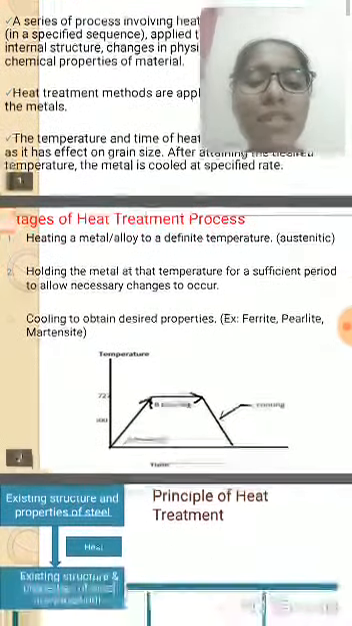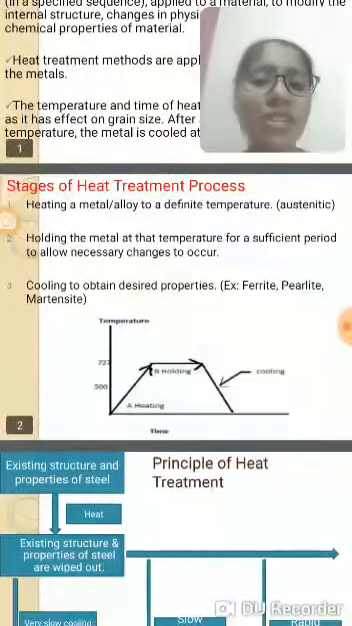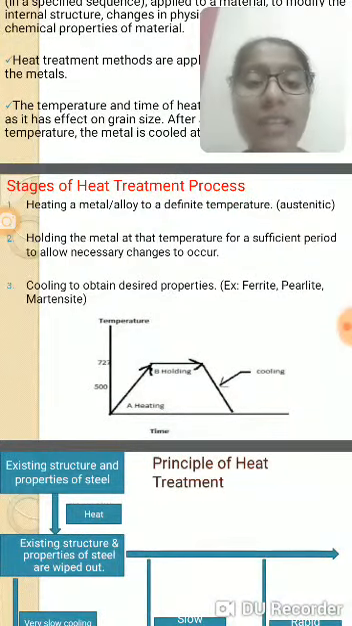Now I will be telling you about the stages of the heat treatment process. There are three stages in the heat treatment process. The first stage is heating. In the slide you can see a graph plotted between temperature and time. The graph shows that the curve AB represents heating. That is the first stage of the heat treatment process.